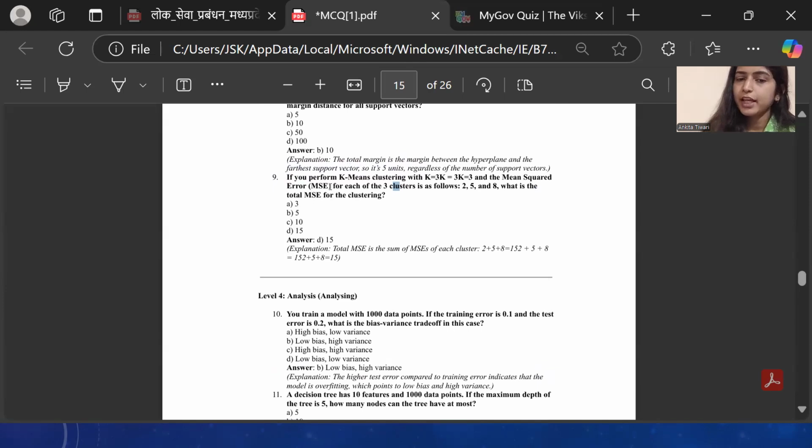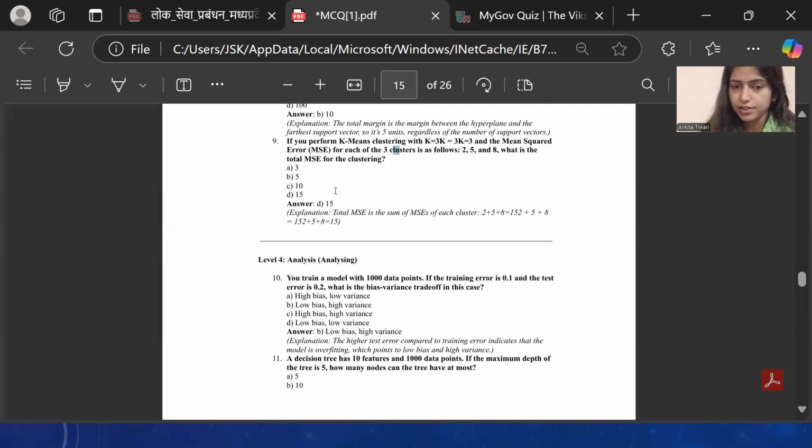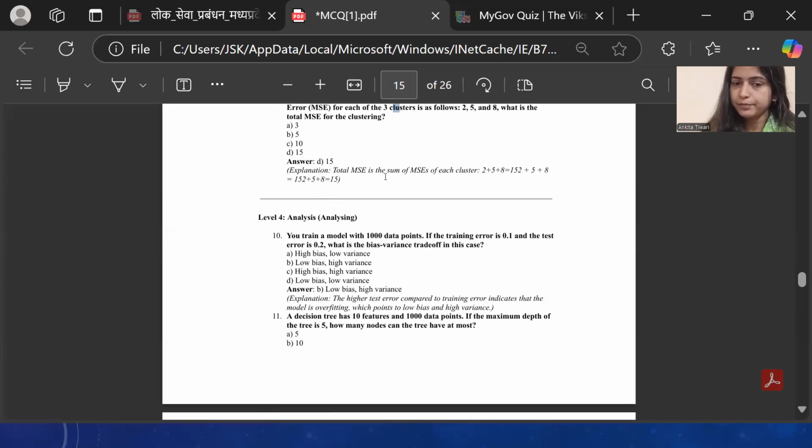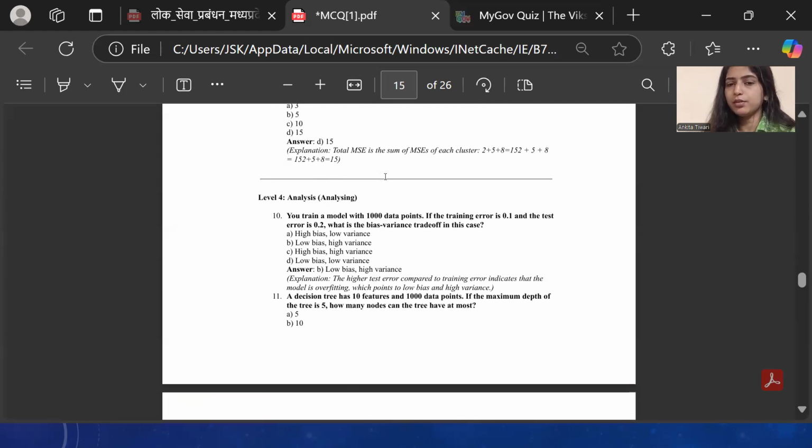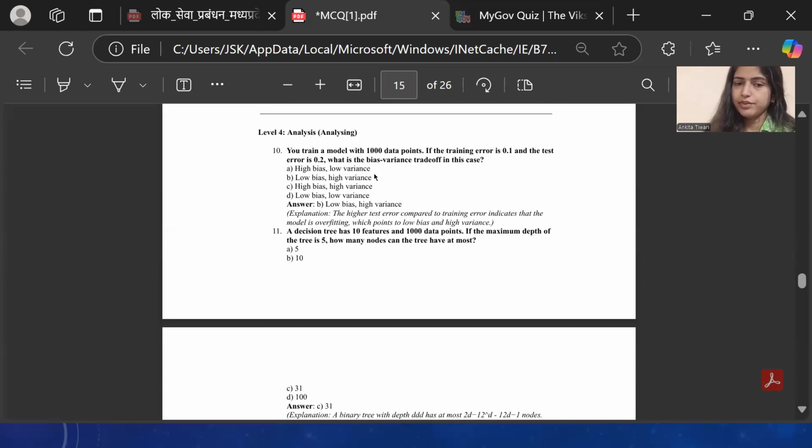Okay. If you perform K-means clustering with K equals 3, and the mean squared error (MSE) for each of the 3 clusters is as follows: 2, 5 and 8, what is the total MSE for the clustering? It will be 15. The total MSE is the sum of each cluster: 2 plus 5 plus 8 equals 15.